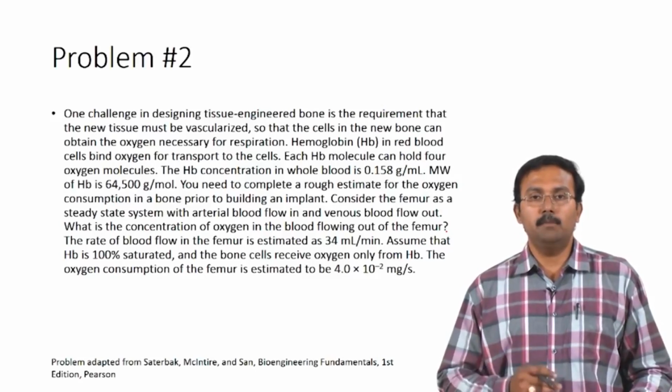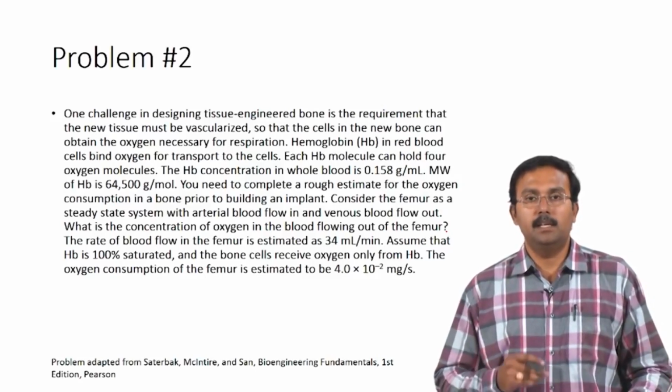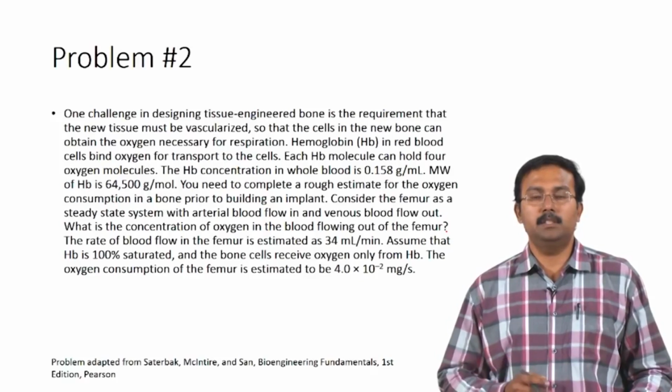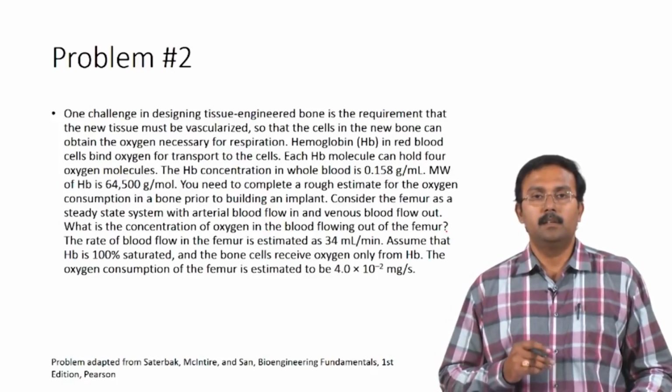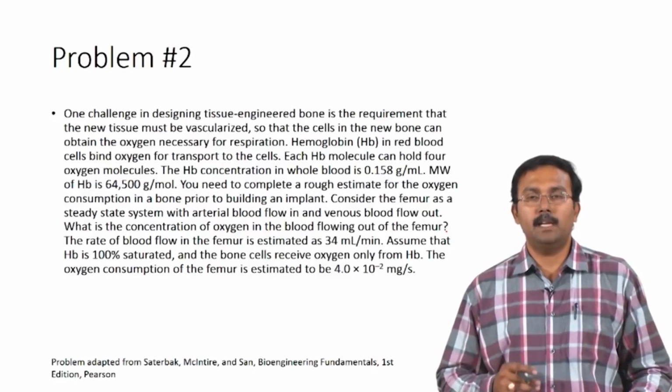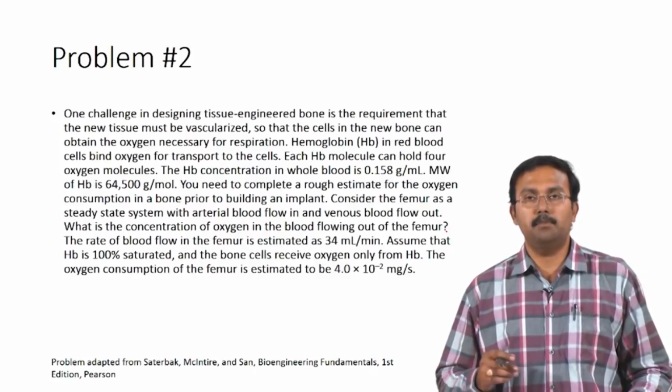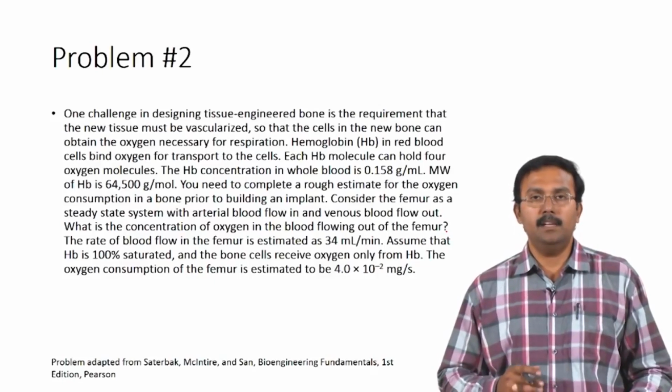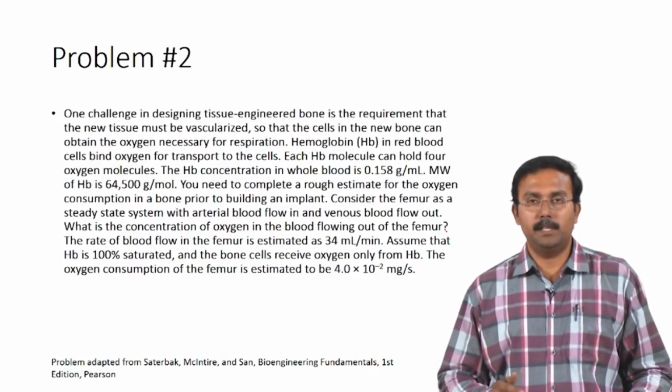Assume that hemoglobin is 100% saturated and the bone cells receive oxygen only from hemoglobin. The oxygen consumption of the femur is estimated to be 4 times 10 power minus 2 milligrams per second. So, all the information we need for the problem has been given to us. Let us see how we can solve this problem.